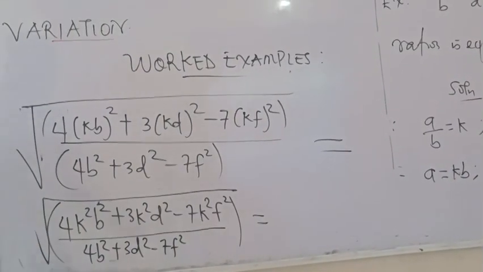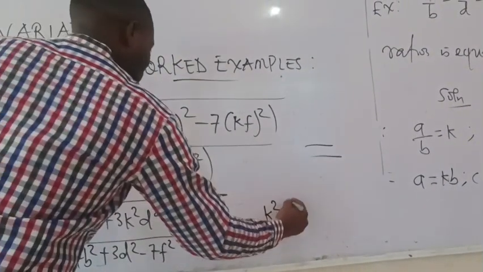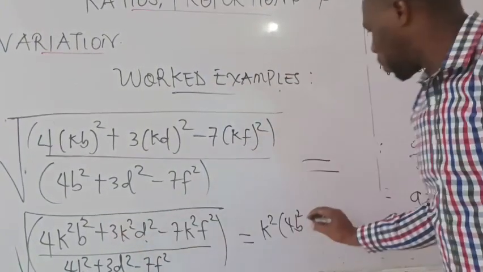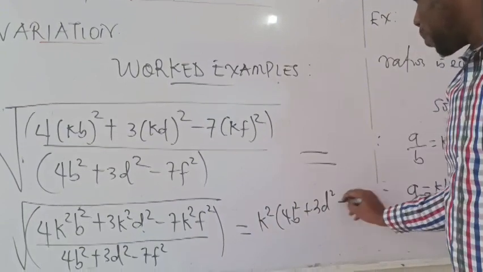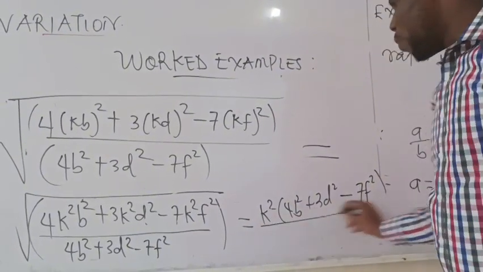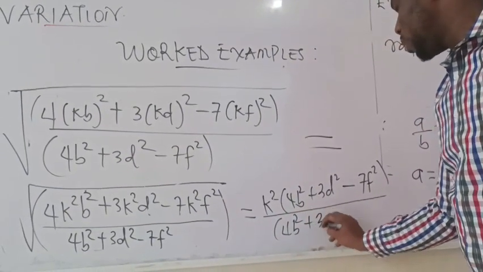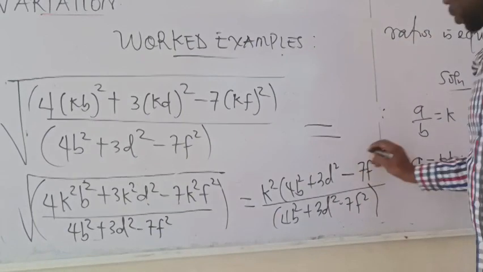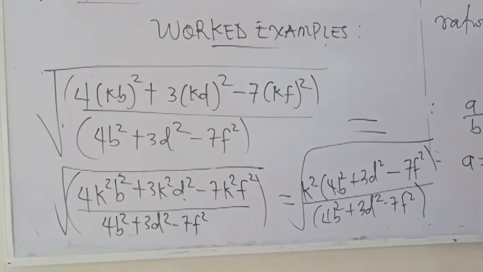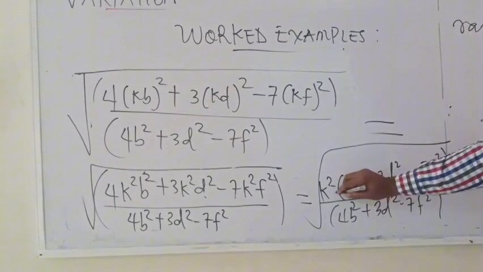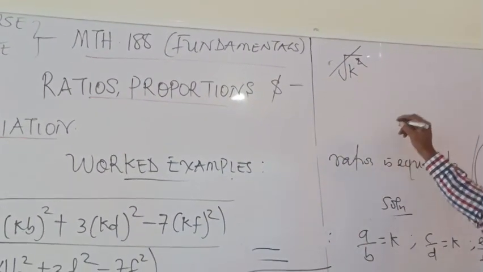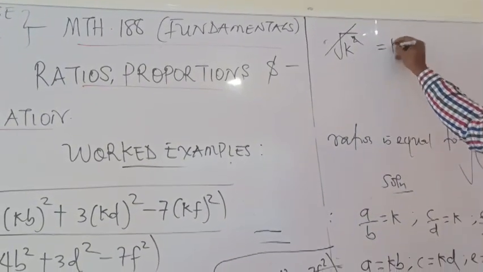So I could factor out the k squared. Then what I have left is 4b squared plus 3d squared minus 7f squared, all over 4b squared plus 3d squared minus 7f squared, and I could take everything to power half, that's the square root of it. So the answer would be: this term and this term are the same, so they cancel out. What I have left is the root of k squared. And of course, the power 2 will cancel the power half, law of indices, and I'm left with k. And of course, this is the answer.